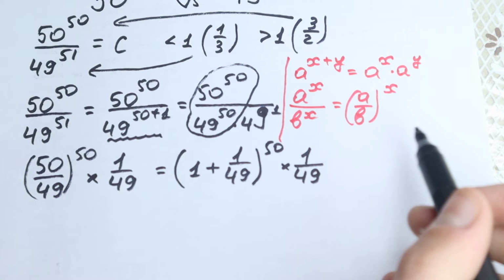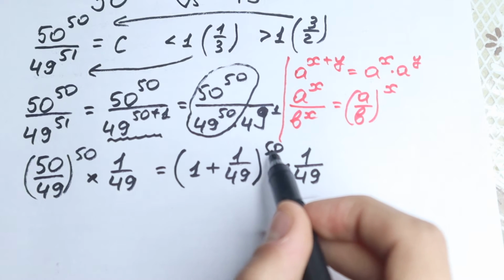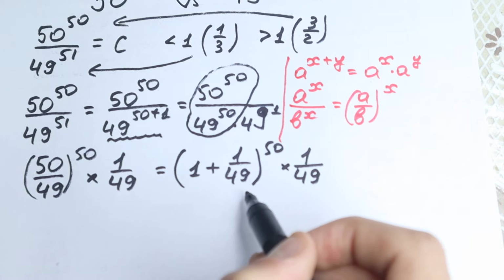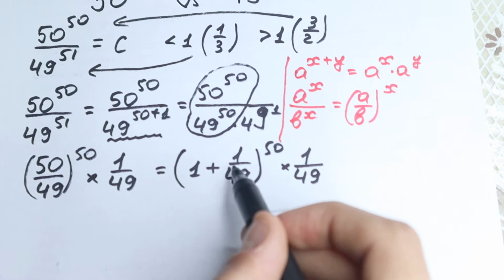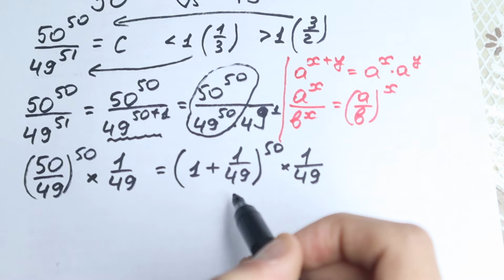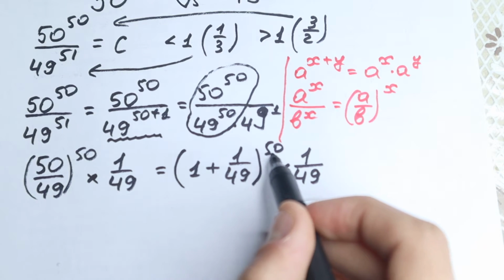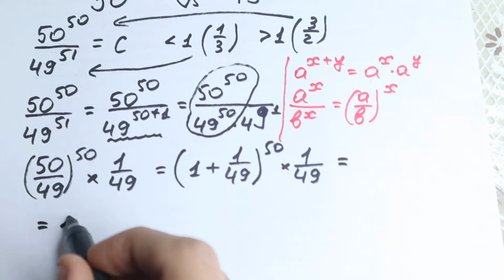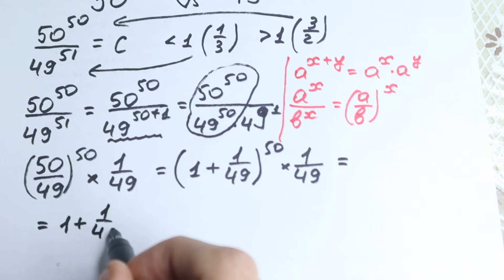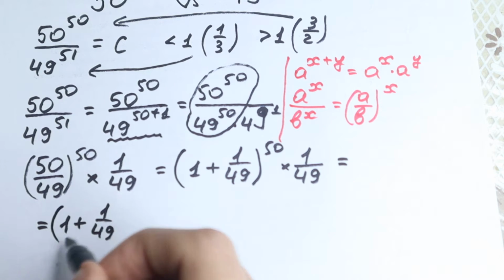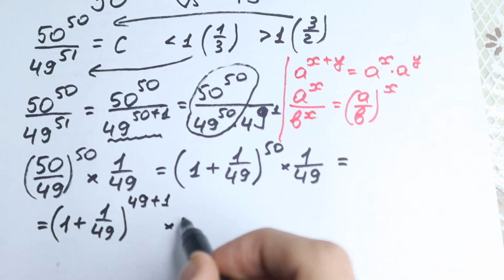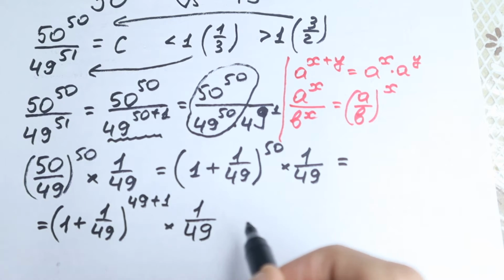Let's try to create the same 49 as right here. If you know a little bit about limits, if we have, for example, 1 plus 1 over n to the power n, we can easily say something in terms of limit. So let's try to create this 50. Let's try to create 49 plus 1. Instead of 50, let's write 49 plus 1. So we have 1 plus 1 over 49 to the power not 50 but 49 plus 1, and times 1 over 49.